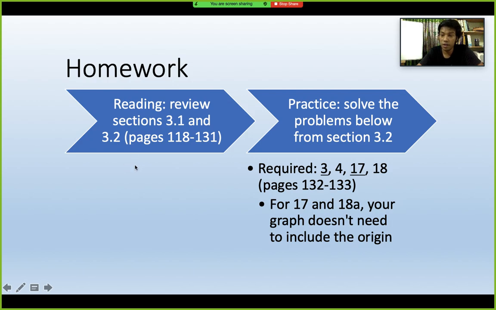Please read the book. I'm sure I will agree with you, this is not super interesting, but we have to read. It will give us the benefit later. So please read this 3.1 and 3.2.